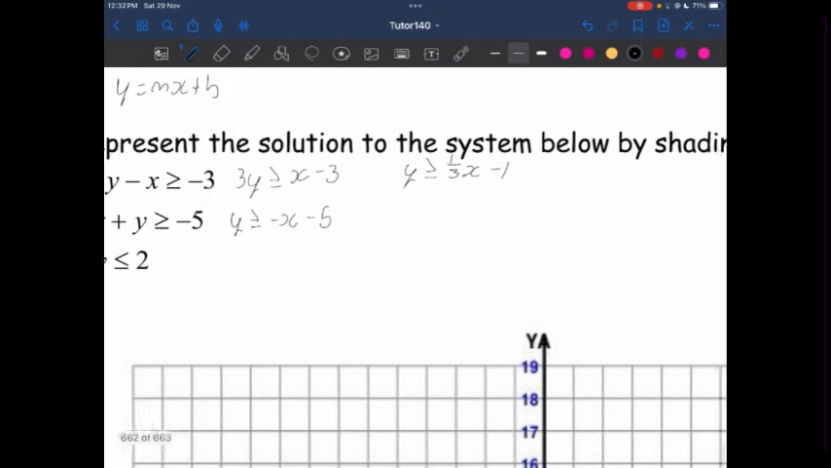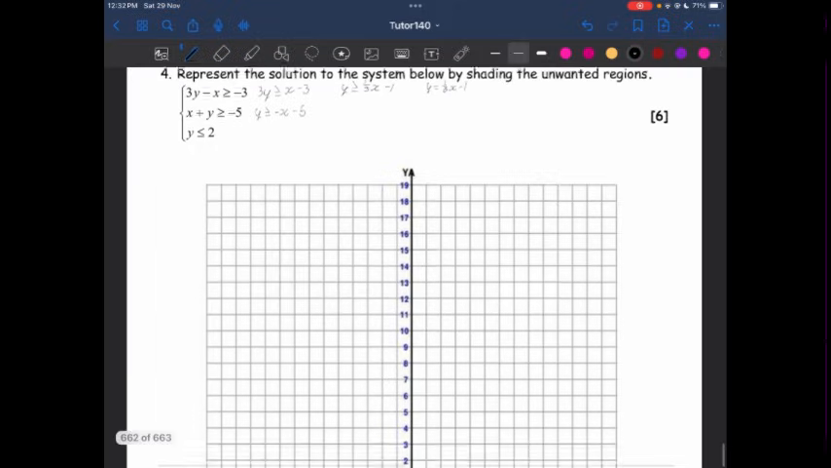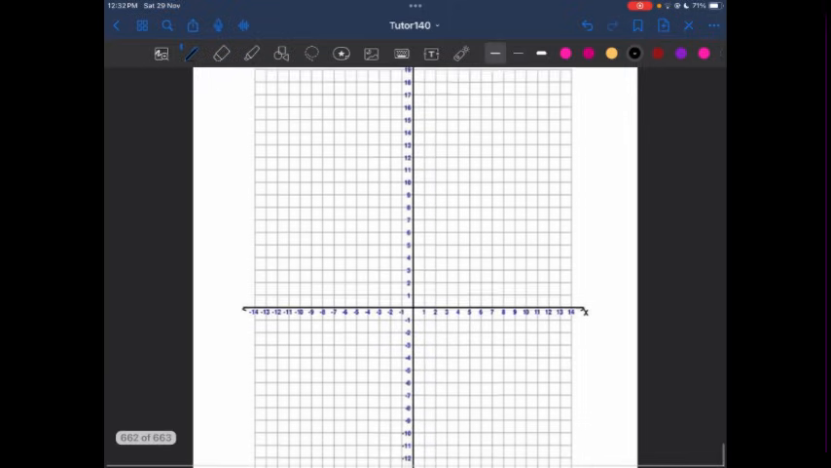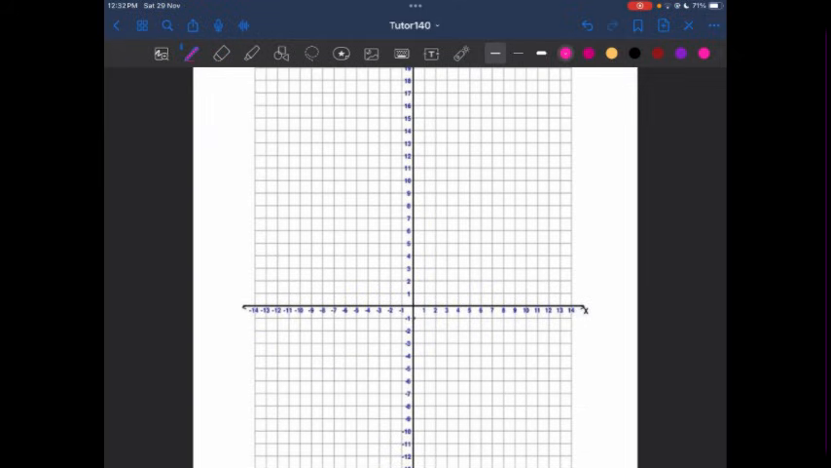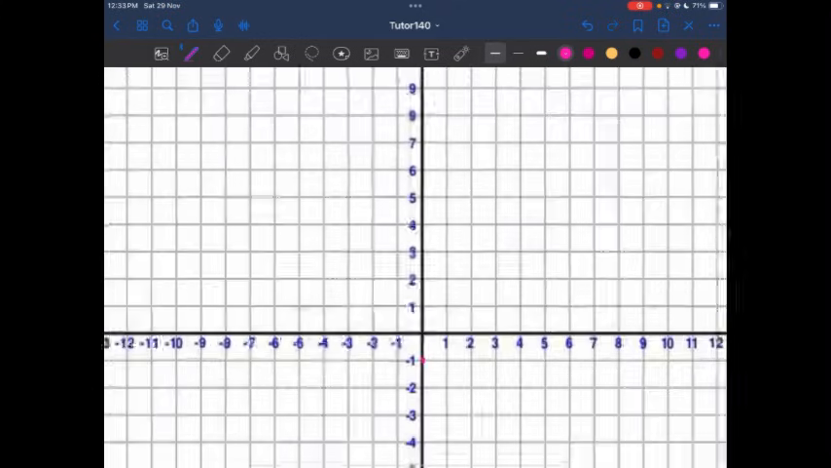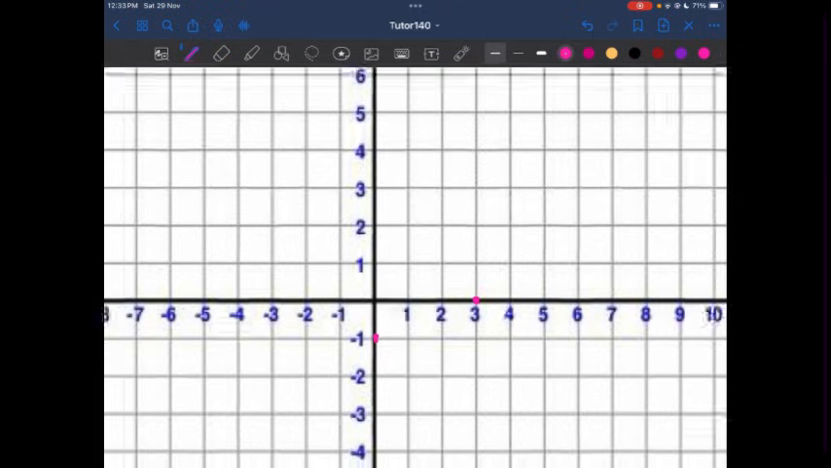So what we're going to plot, for the first one, is y equals 1 over 3 x minus 1. How would you plot that? Negative 1 is down here. I can use a different color. Negative 1, and then we're going to go up 1 and over 3. Remember, it's rise over run. So we rise once and then run 3 times. 1, 2, 3. We end up there. Now I'm going to draw my line.